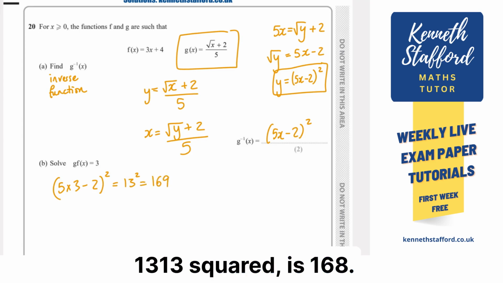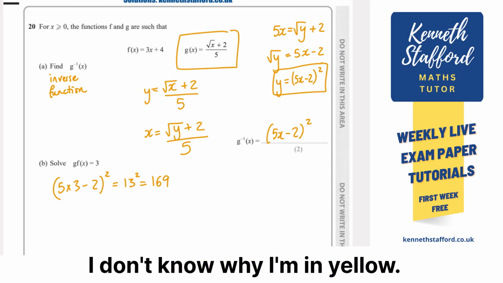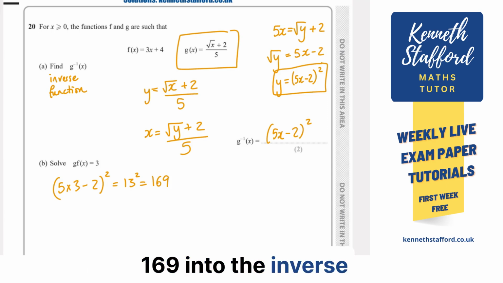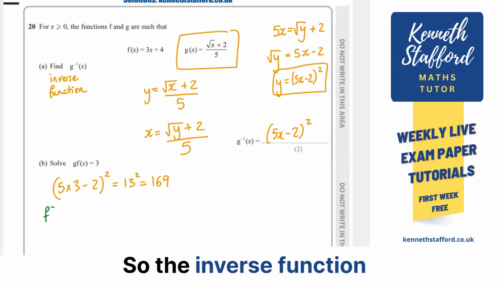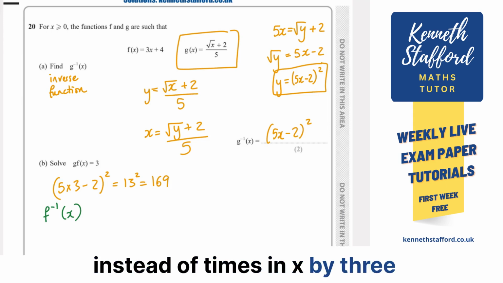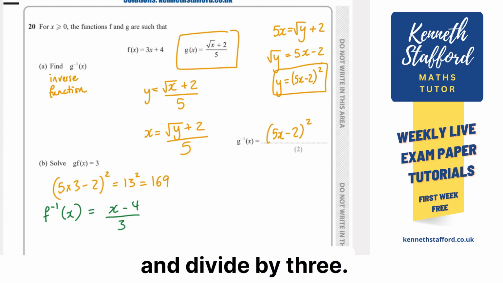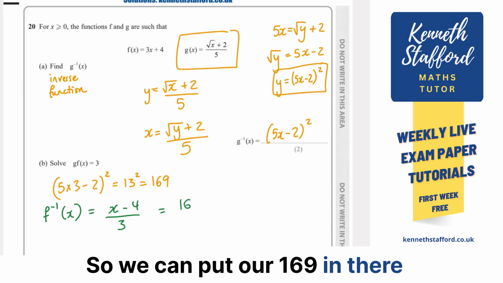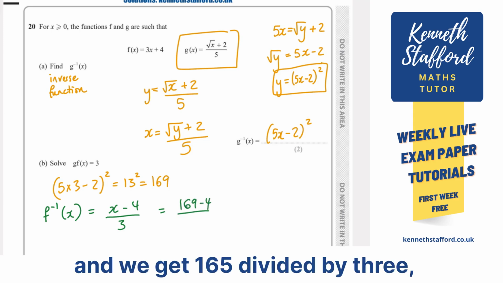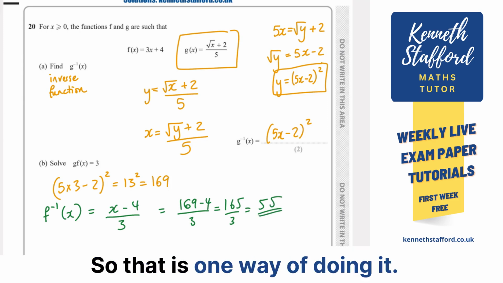13 squared is 169. Now we can put this 169, I'm actually going to change the color, into the inverse function of f. So the inverse function of f will be, instead of timesing x by 3 and adding on 4, we would take away 4 and divide by 3. So we can put our 169 in there, and we get 165 divided by 3, which is 55. So that is one way of doing it.